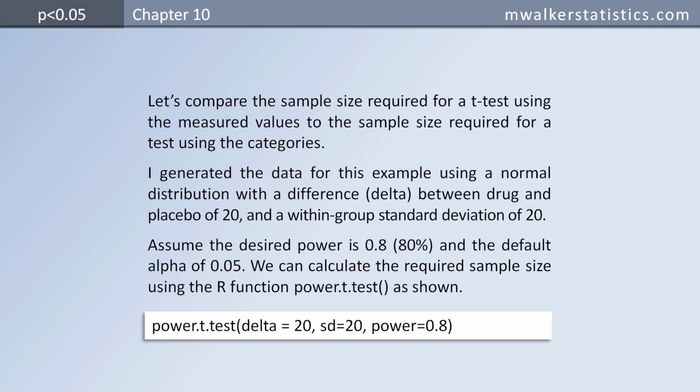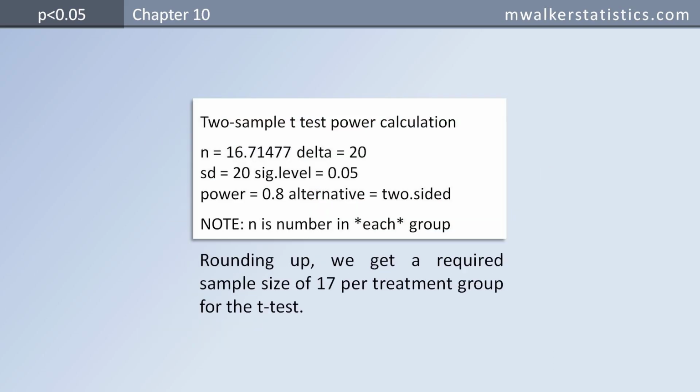I generated the data for this example using a normal distribution with a difference, delta, between drug and placebo of 20 and a within-group standard deviation of 20. Assume the desired power is 0.8, 80%, and the default alpha of 0.05. We can calculate the required sample size using the R function power.t.test as shown. Rounding up, we get a required sample size of 17 per treatment group for the t-test.